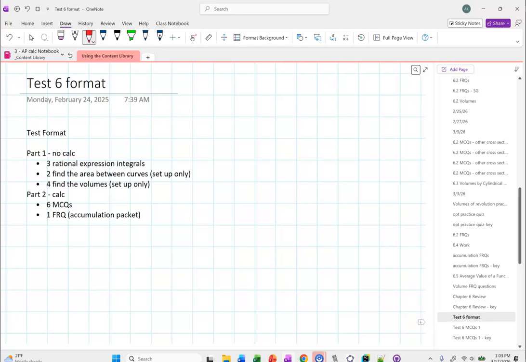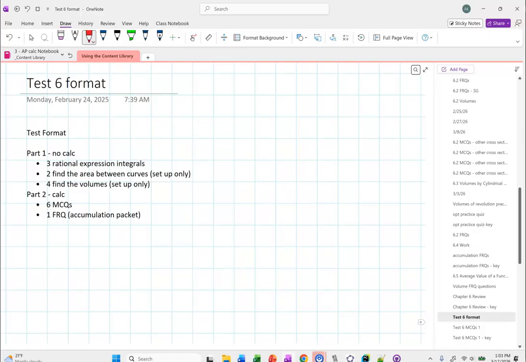If you take a look at this guy here, this is pretty much part one of the test. It's slightly shorter, there's less volume and area problems, but this is basically part 1 of the test. So it's excellent practice and preparation for that.